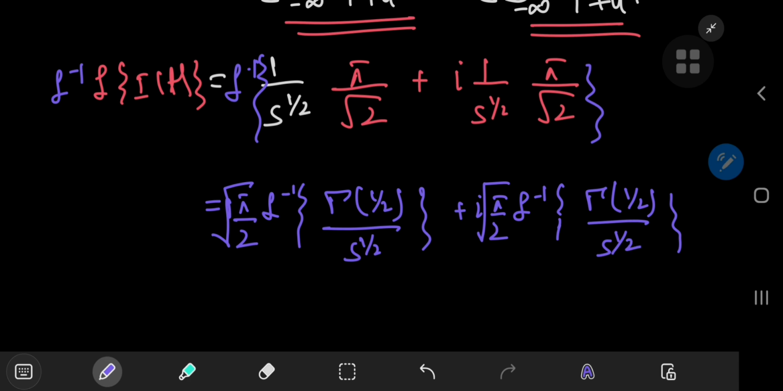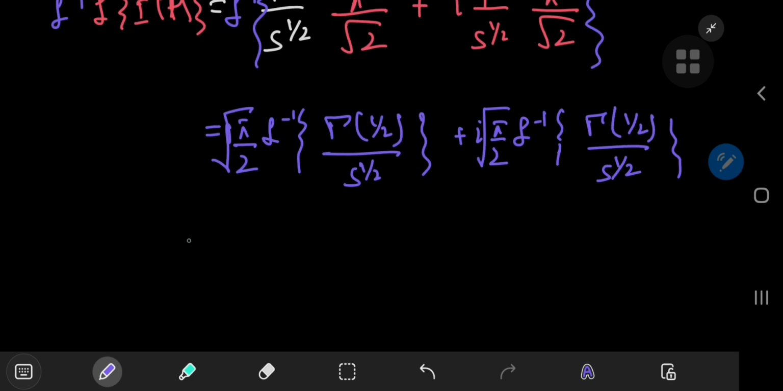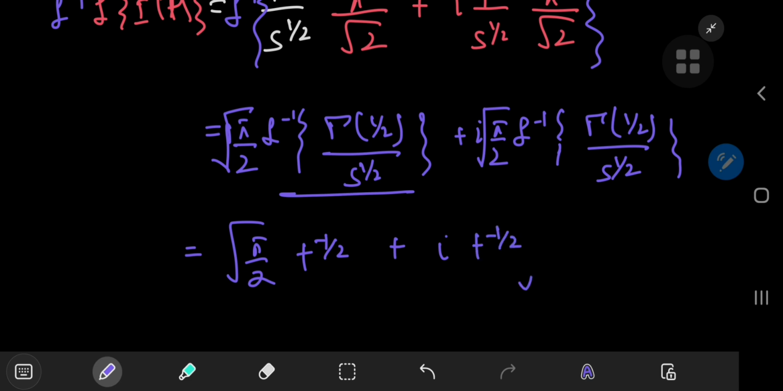So in your table of Laplace transforms that you've just Googled, you see that the inverse Laplace transform of this term here, gamma 1 by 2 by s to the 1/2, is in fact t to the negative 1/2. So this is all pretty cool. And we have, again, t to the negative 1/2, square root pi by 2. So this is the integral function I of t. This is what it evaluates to.